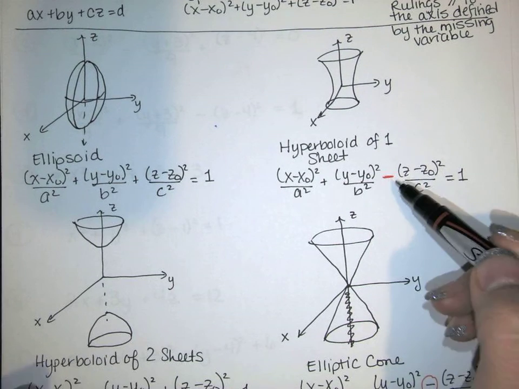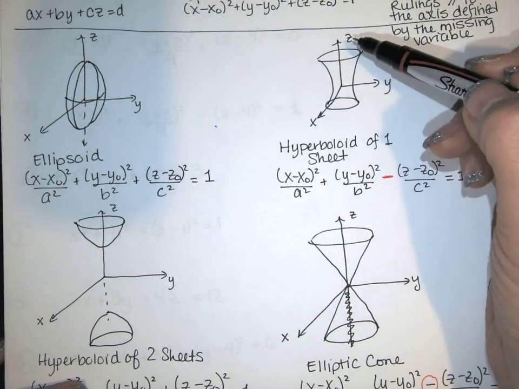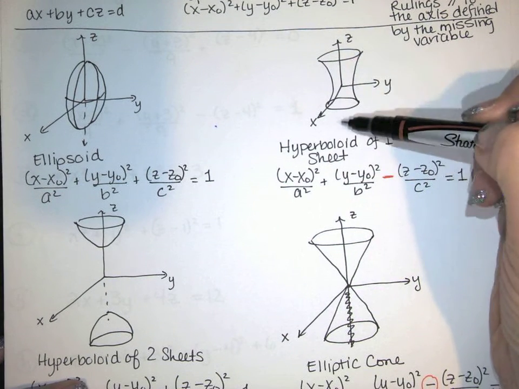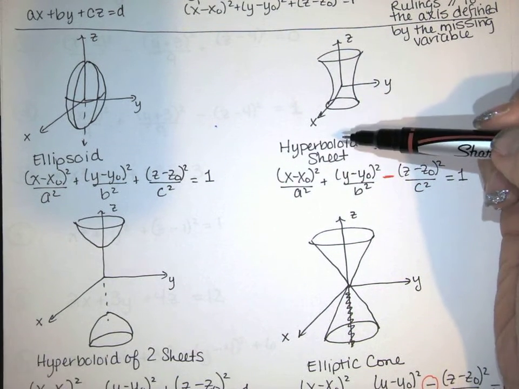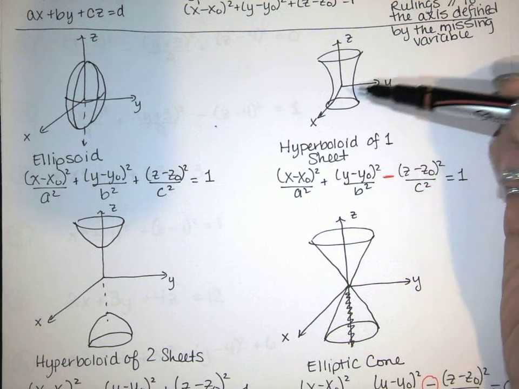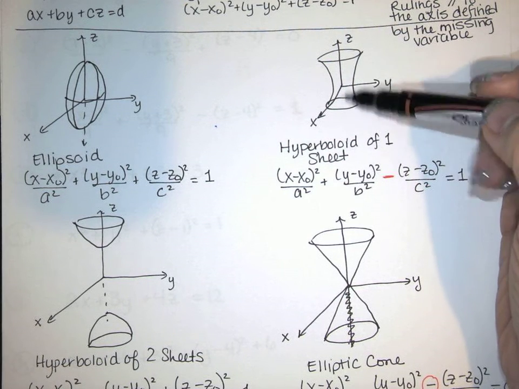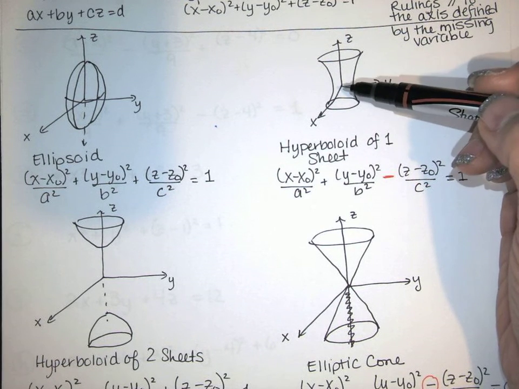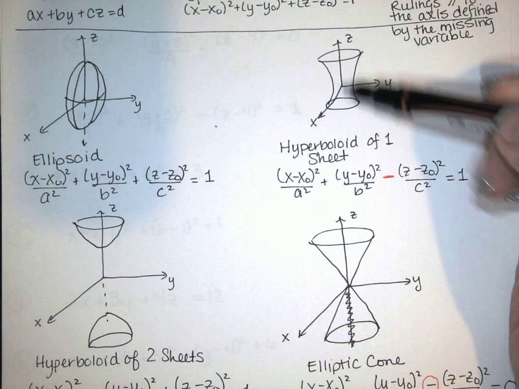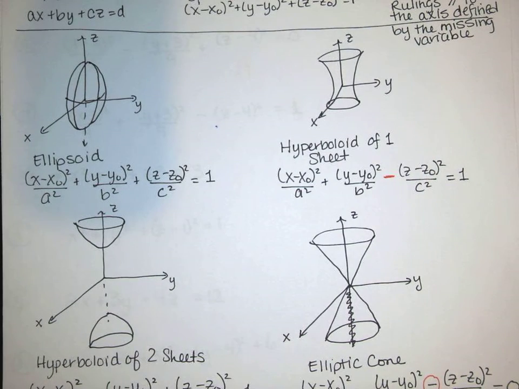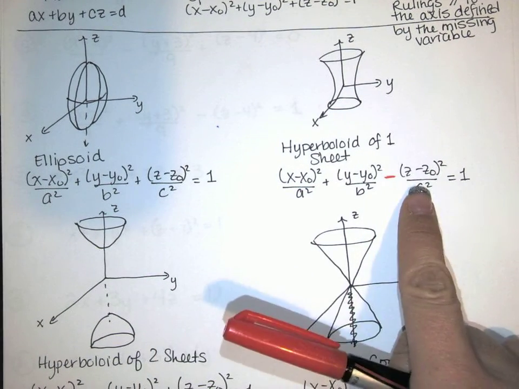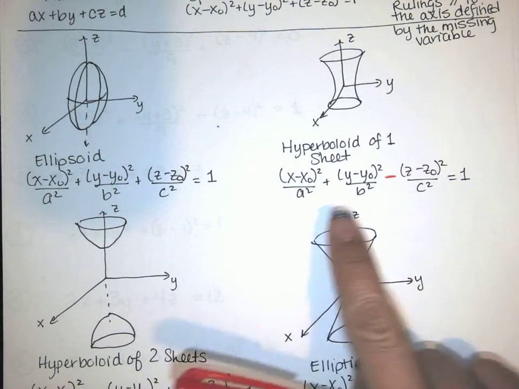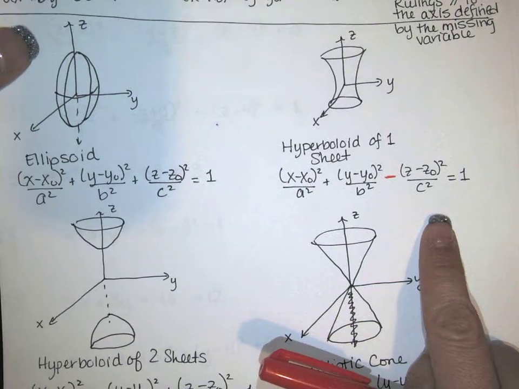Notice that the negative is in front of the z term, and our hyperboloid of one sheet is opening parallel to the z-axis, or it's opening around the z-axis if that center is on the z-axis somewhere. The center has a z-coordinate of 0. So that's what a hyperboloid of one sheet looks like. Two positives, a negative, a 1 on the right-hand side, and all three variables are squared.